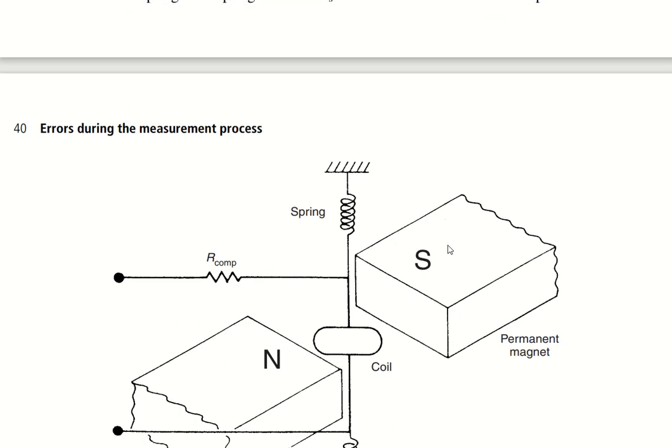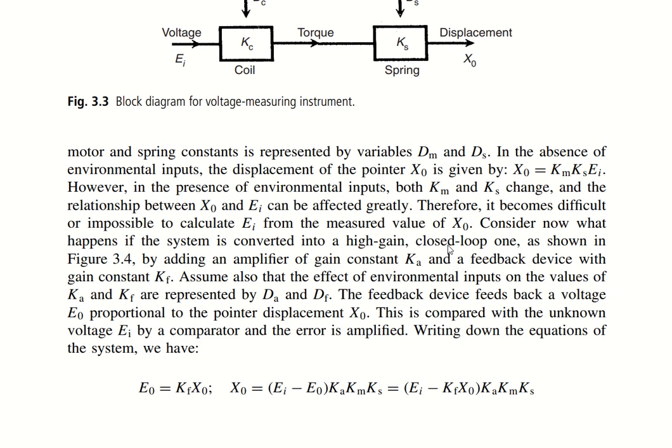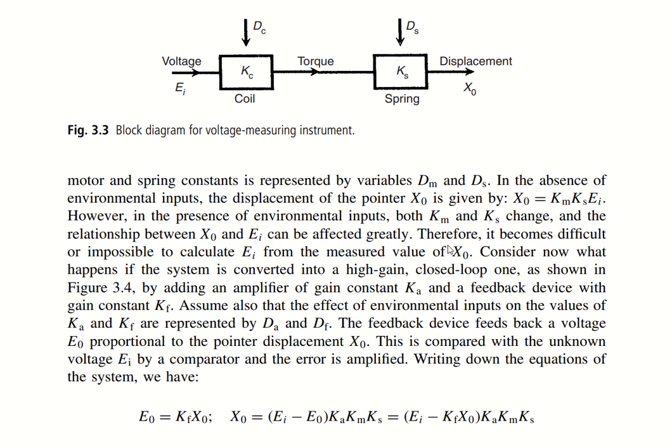So the effect of the environmental input on the motor and the spring constant is represented by the variables dm and ds. Now in the absence of the environmental inputs, the displacement of the pointer x0 will be given by x0 equal to Km Ks ei, right? So in the presence of the environmental inputs, both Km and Ks will change, and the relationship between x0 and ei can be affected greatly as well. So what would you do? It would become very difficult or even impossible to calculate the value of ei from the measured value of x0.